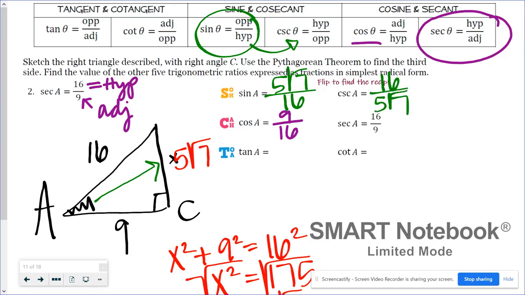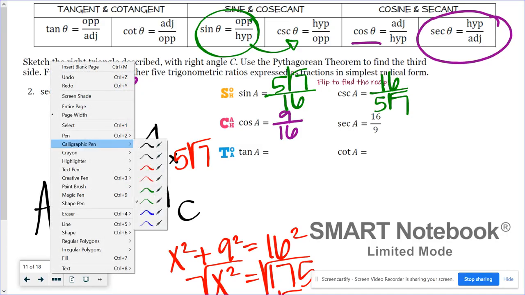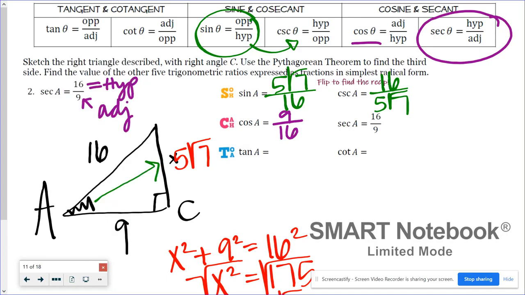And now, as you all know, we can't go leaving the square root of 7 in the denominator like that. So we have to rationalize. We multiply the top by the square root of 7 and the bottom by the square root of 7. And so our final answer is 16√7 over 35.